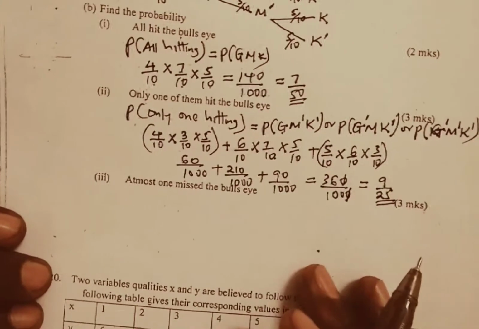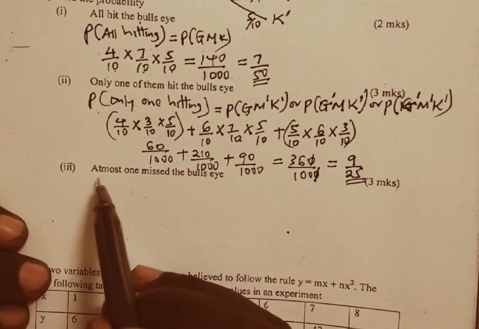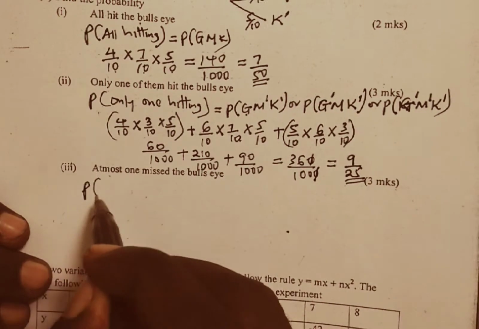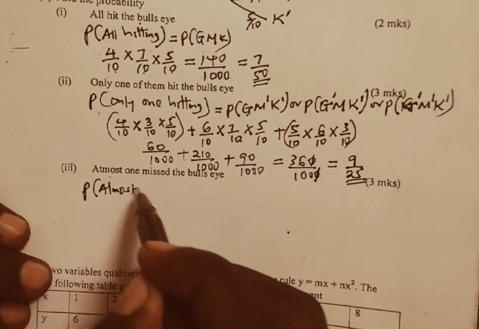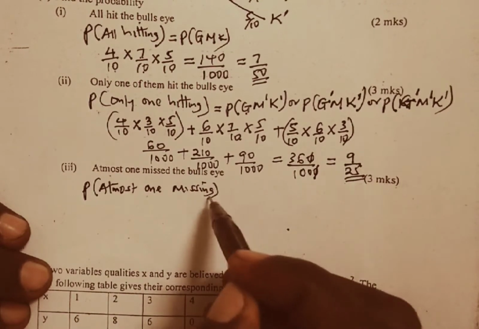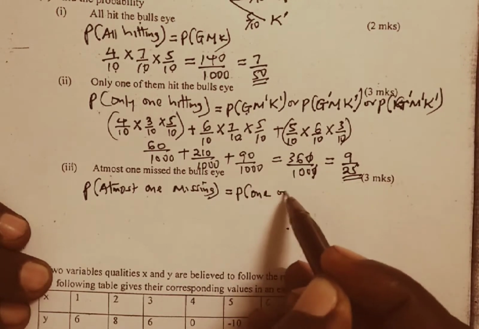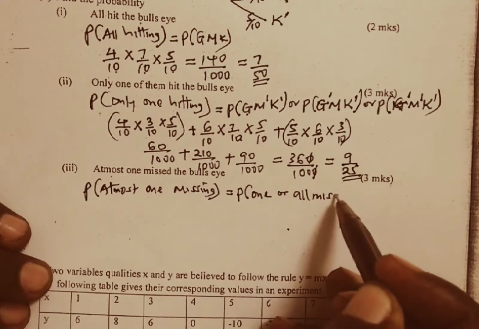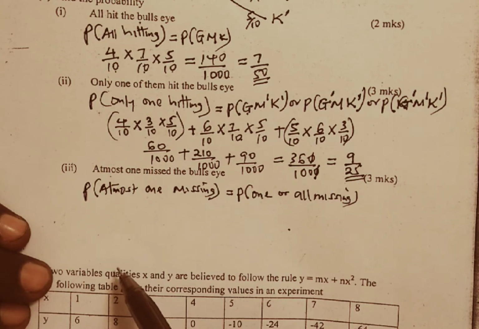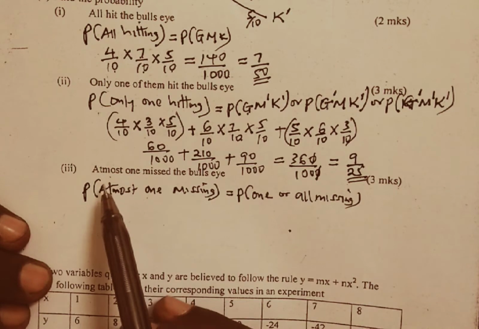Then the last part of the question that we have is where we have at most one missed the bull's eye. So what do we mean by that? Probability of at most one missing. So what it means is that it is the probability of one or none missing. At most, it is what is quoted and below. What is quoted and below is what we mean by the word at most under probability.